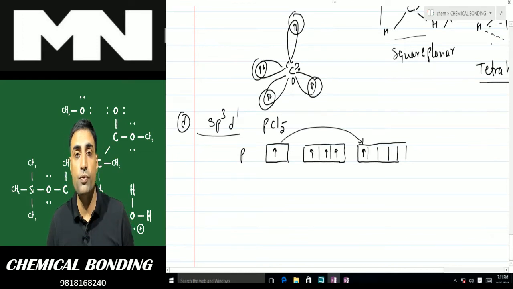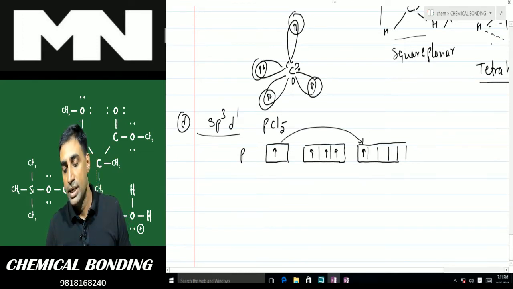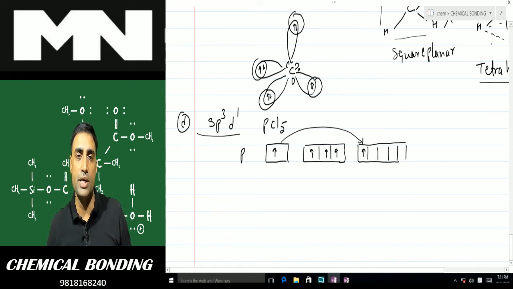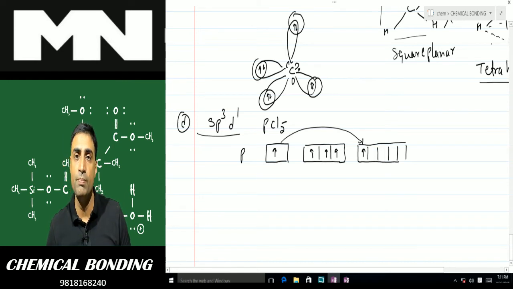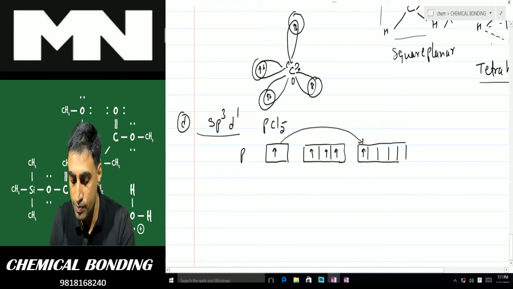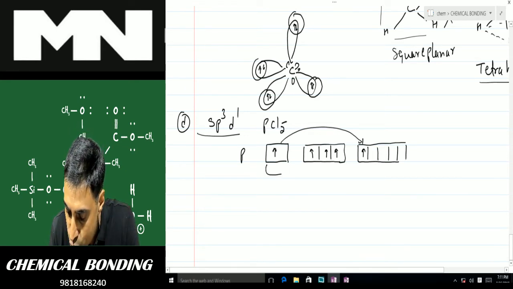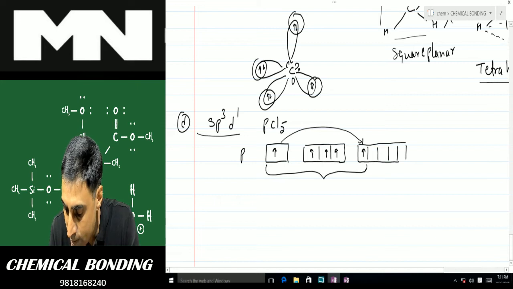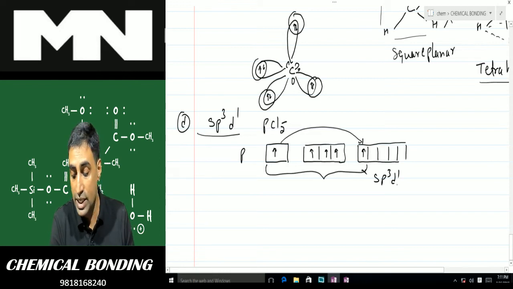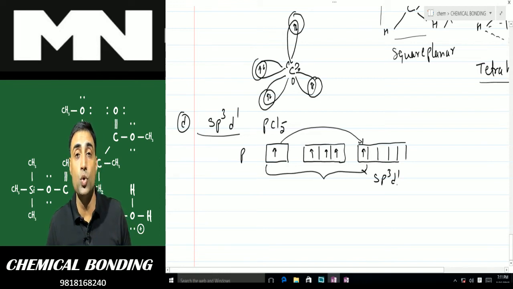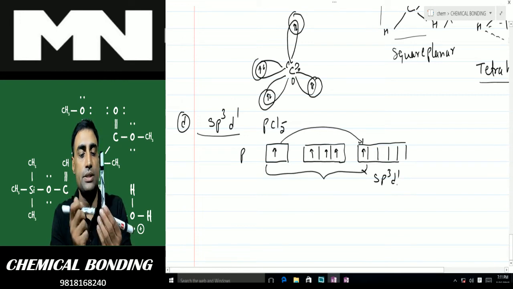So in phosphorus we have 5 unpaired electrons, and I am teaching you the hybridization in which all unpaired electrons take part. All these 5 unpaired electrons will undergo hybridization and lead to the formation of 5 hybrid orbitals. So the hybridization is s1p3d1, that is sp3d1.